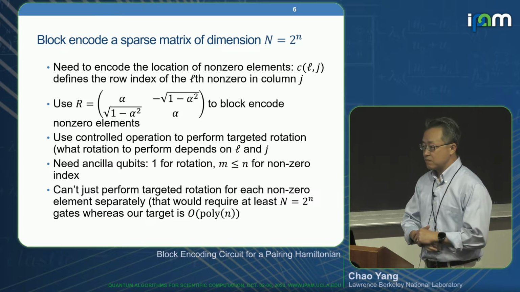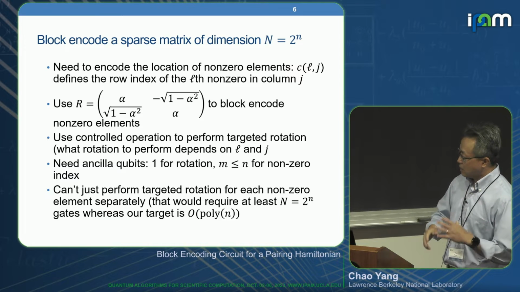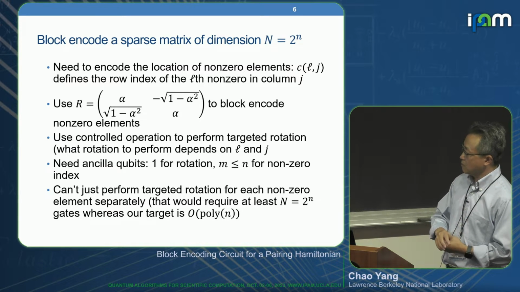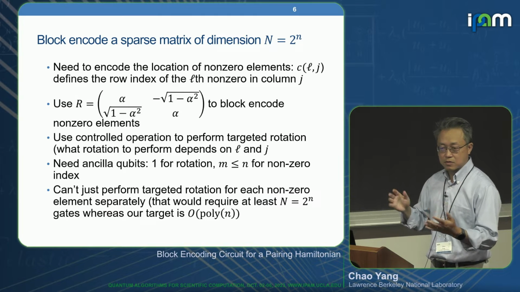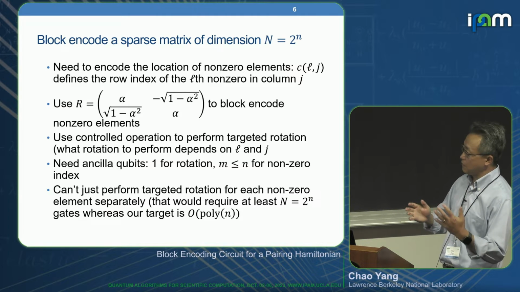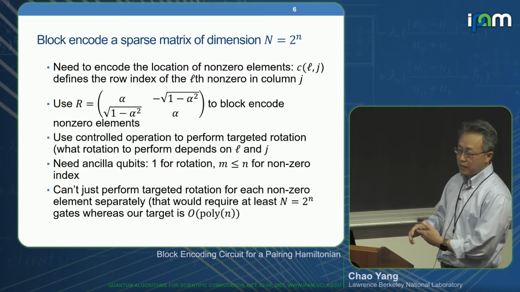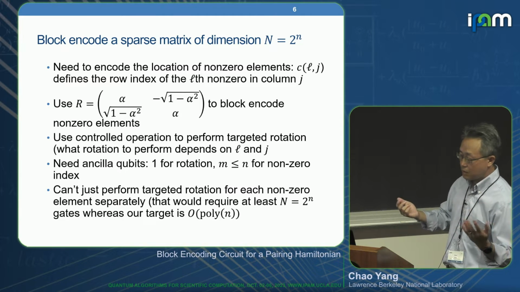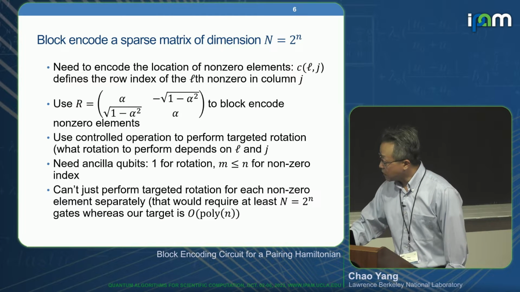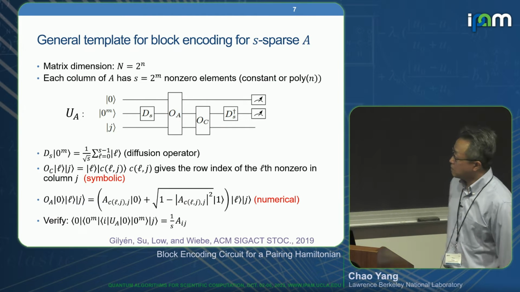One thing we have to be careful about is that you can have an arbitrary sparse structure, and that makes the problem difficult, because if you have to encode the non-zero structure column by column, that's already exponentially expensive. Our goal is to achieve an exponential speedup.